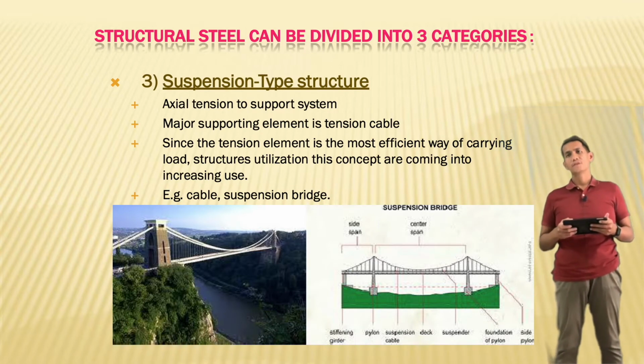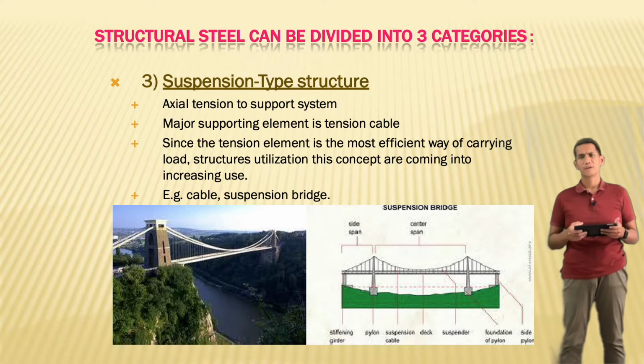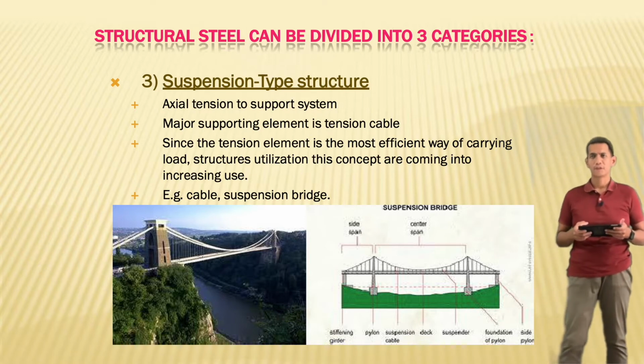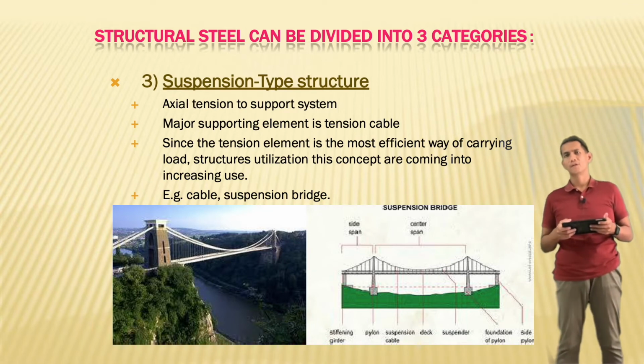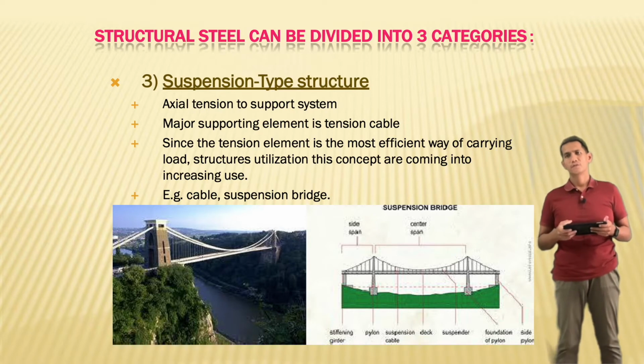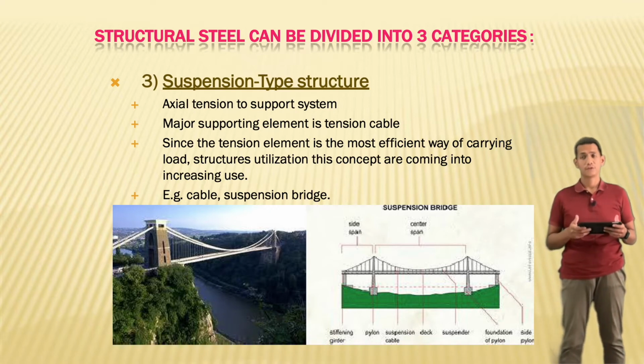The third one, suspension type structure. Axial tension to support system. The major supporting element is the tension cable. Since the tension element is the most efficient way of carrying load, structures utilizing this concept are coming into increasing use. For example, cable, suspension cable. As you can see in the figure below, there's a cable that holds the bridge from collapse, so it can sustain any load for cars moving across the bridge.